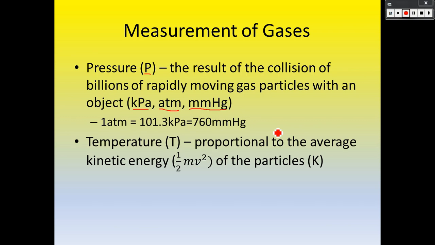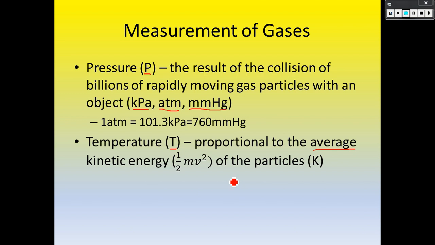The next one is temperature, which we designate with a capital T. And temperature is proportional to the average kinetic energy, which, if you remember from your physical science days, or your physics days if you've already taken physics, is 1/2 mass times velocity squared. So temperature is proportional to the average kinetic energy of the particles. Notice we're talking about average because any one particle may have slightly more energy than another particle. And we're also talking about the average kinetic energy, not the average velocity.